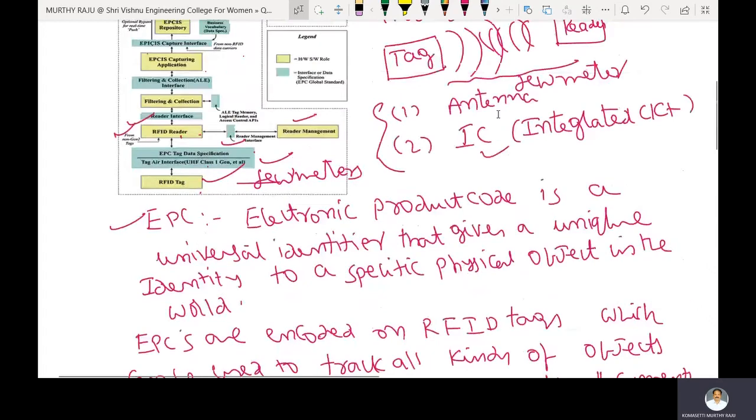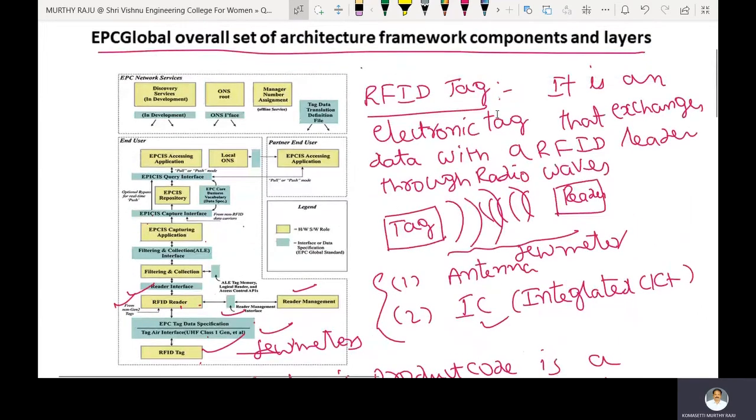The RFID radar has some antenna. With the help of that antenna, it receives the information from the RFID tags. We use air interface. The distance between radar and tag is very small. Multiple tags are there. The RFID radar reads the information from the multiple tags. That is the function of RFID radar.